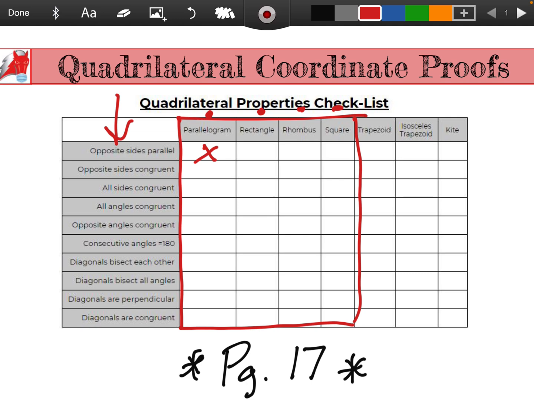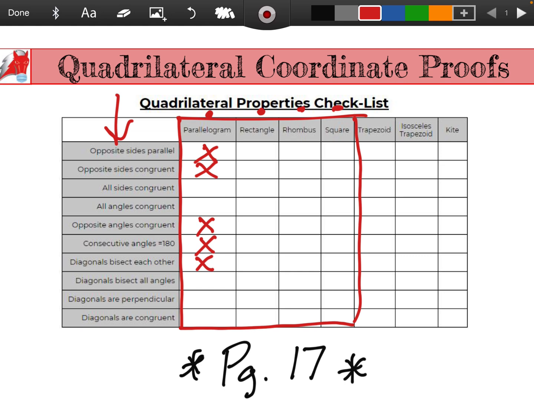All right, hopefully you have this filled out. So the first one, we had opposite sides are parallel. We also know that they're congruent. We don't have all sides congruent. But the other things we have, we know the opposite angles are congruent, consecutive angles are supplementary, and diagonals bisect each other. That would be it for parallelograms.